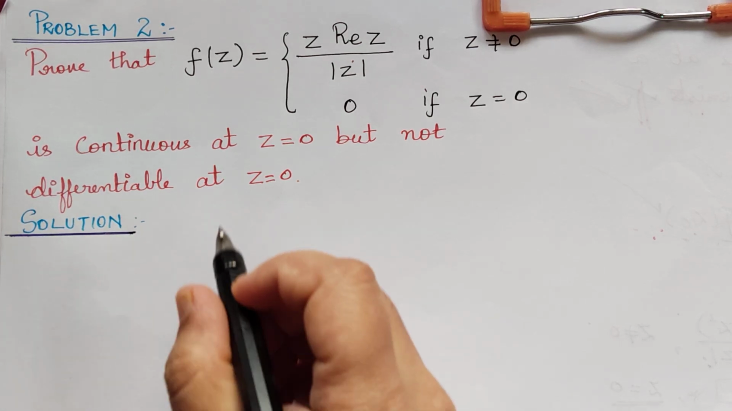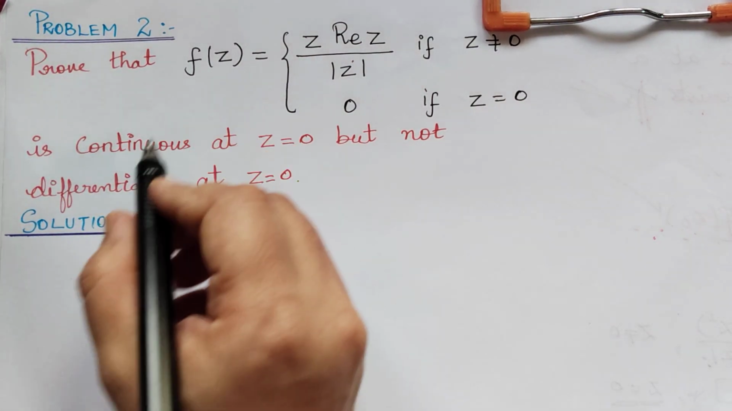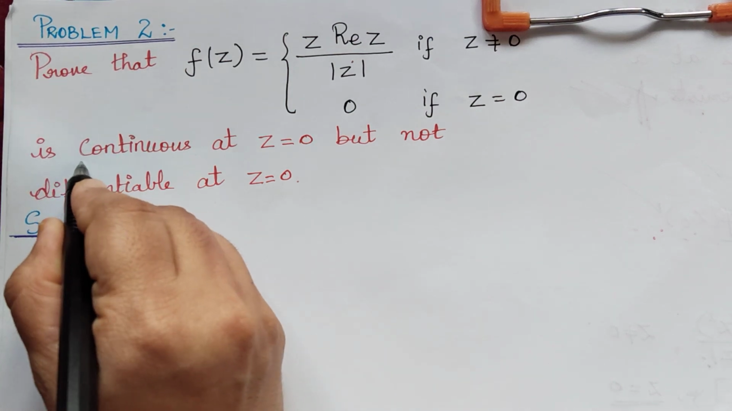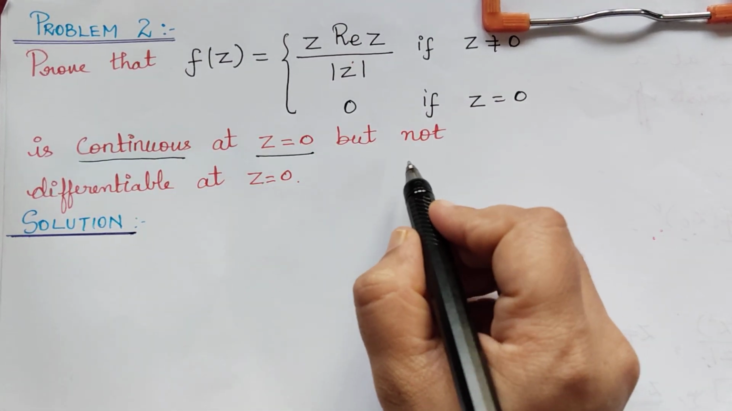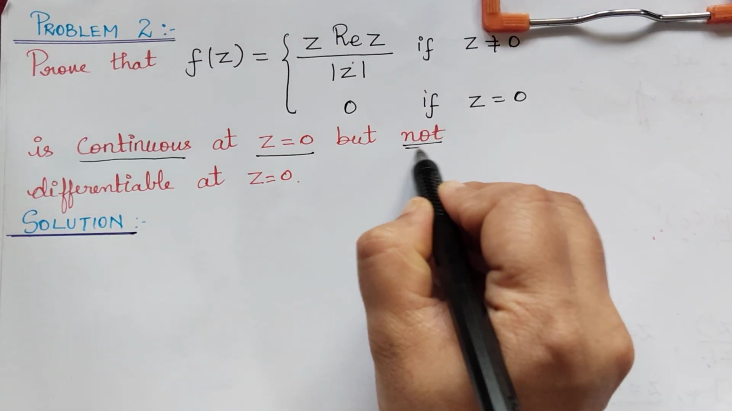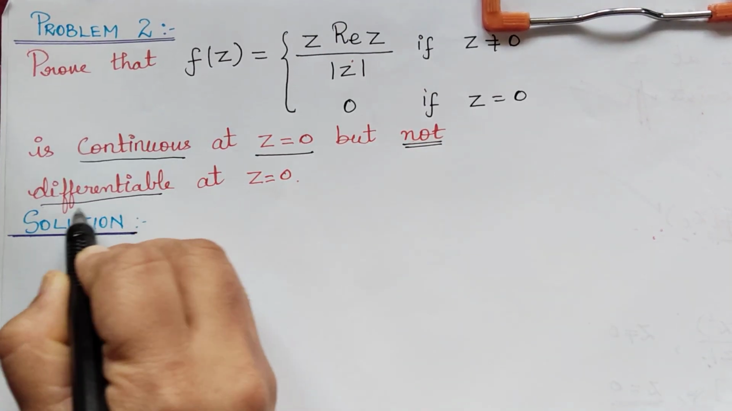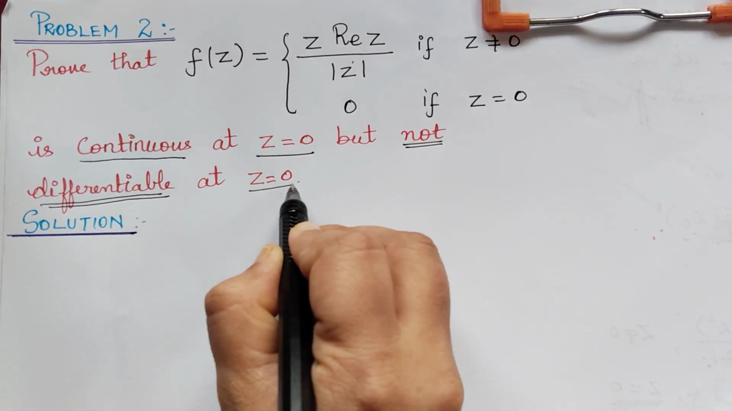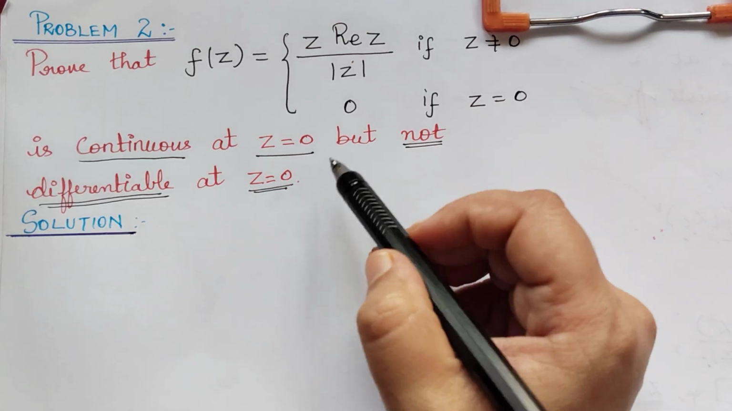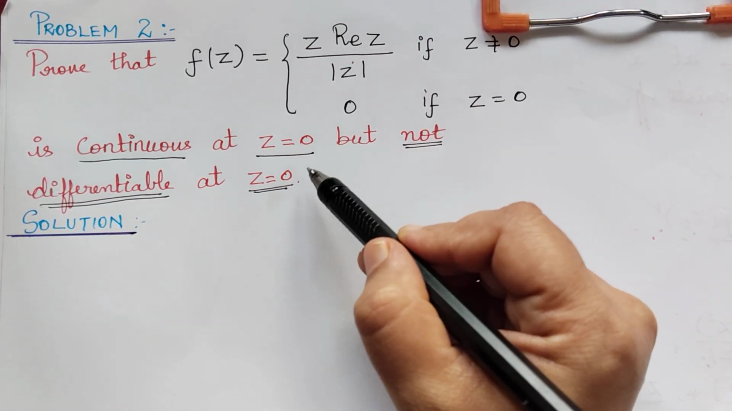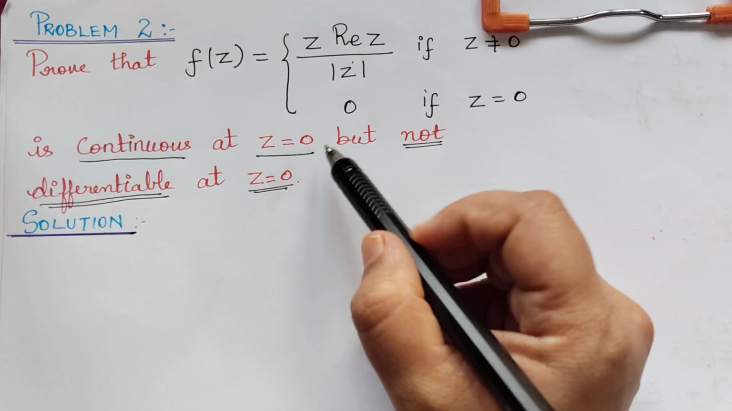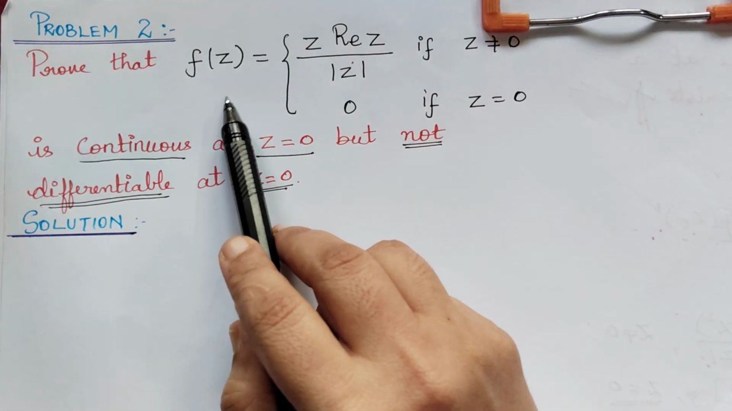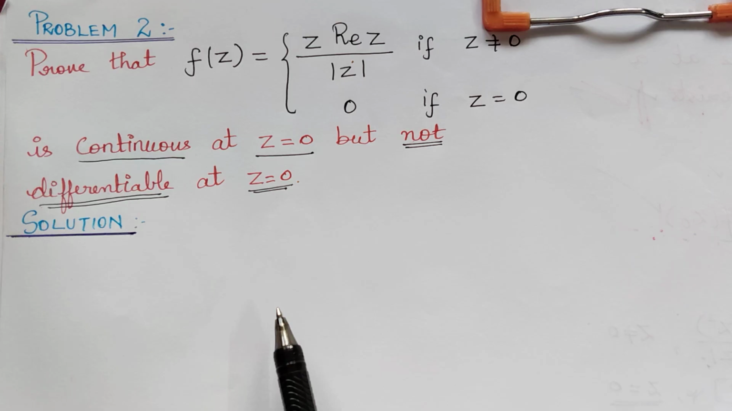So we have to prove that the given function f of z is continuous at z equal to 0, but at the same time it is not differentiable. So we have to prove that it is not differentiable at z equal to 0. So we shall divide the proof of this problem into two parts. The first one is to check the continuity of the given function f of z. So let us do that first.